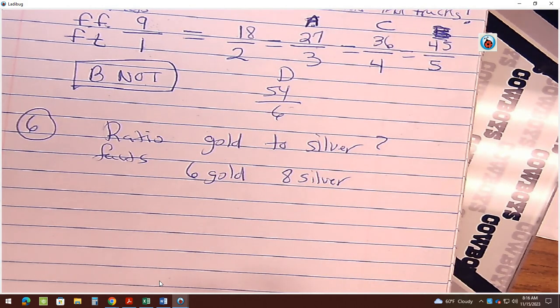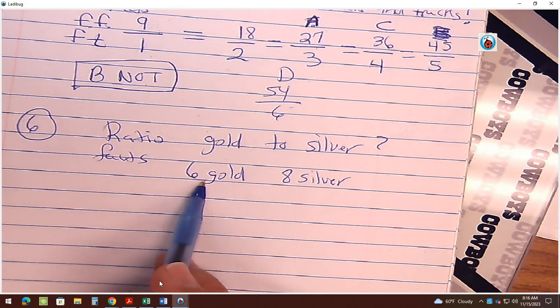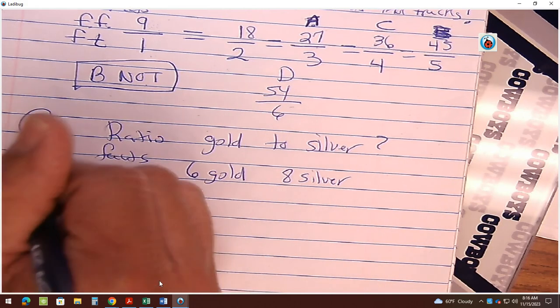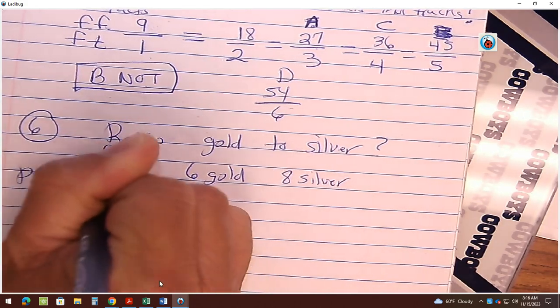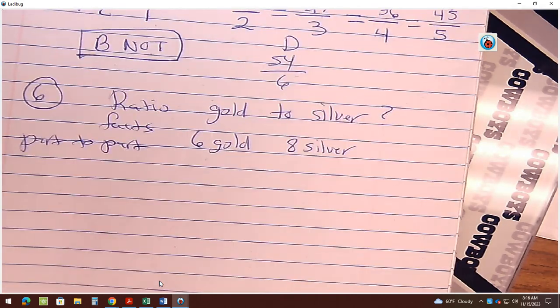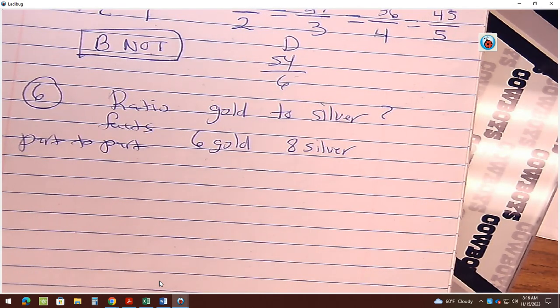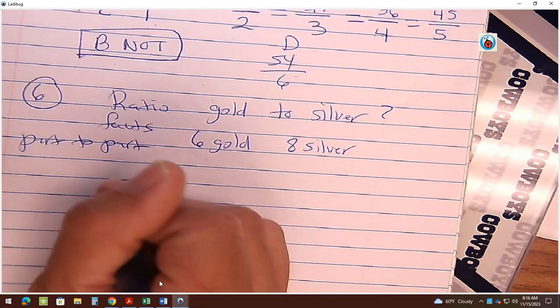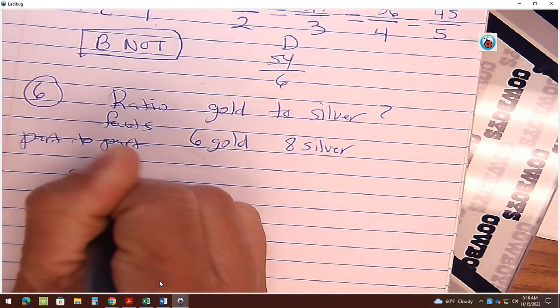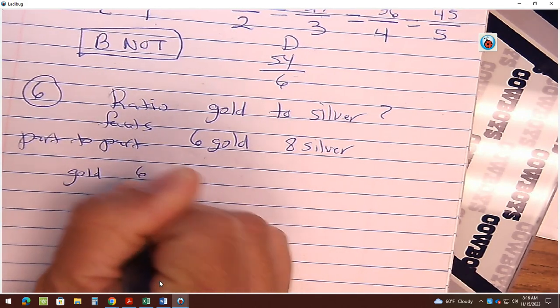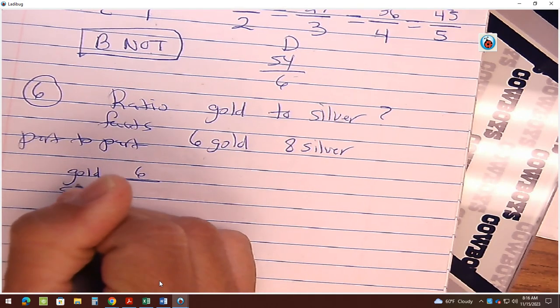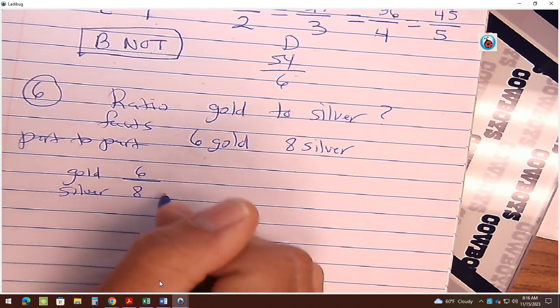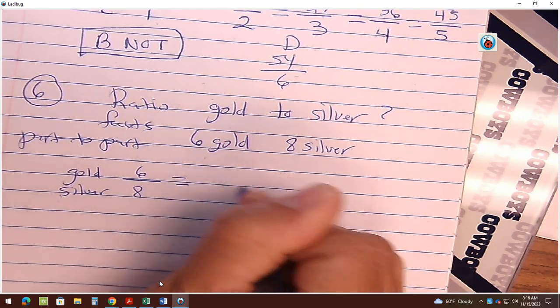Is this a part to part or part to whole? Part to part. We're comparing a part to the other part. Good job. So this is a part to part. Who came first? Gold. So gold will be on the top, which is number 6. And silver is going to be on the bottom, which is number 8. And they want 3 possible ones.